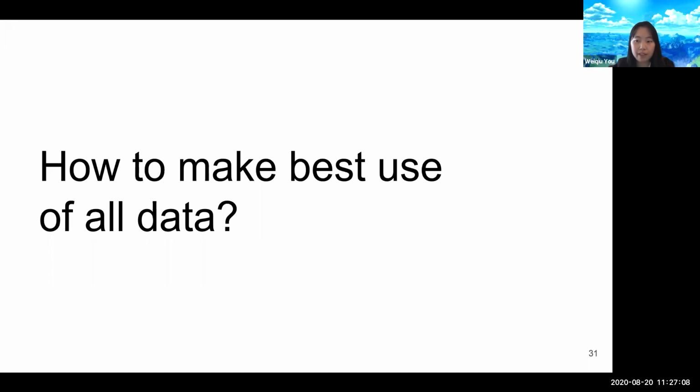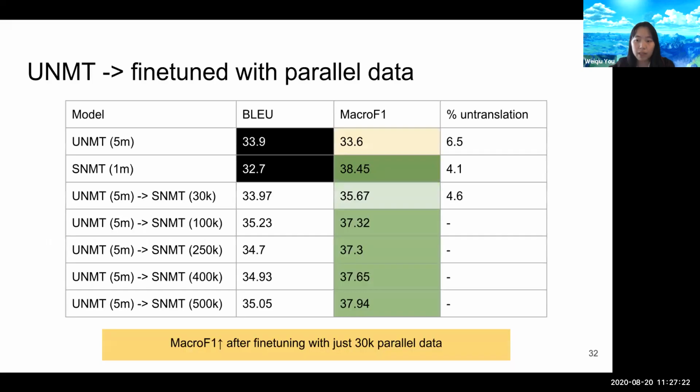So after seeing the benefit of SNMT and what significant progress we can make with just monolingual data already, we want to know how we can make best use of all data. In the data abundant case, we have UMT trained with 5 million data and SNMT trained with 1 million data. So this is in German English. So macro F1 is much higher for SNMT.